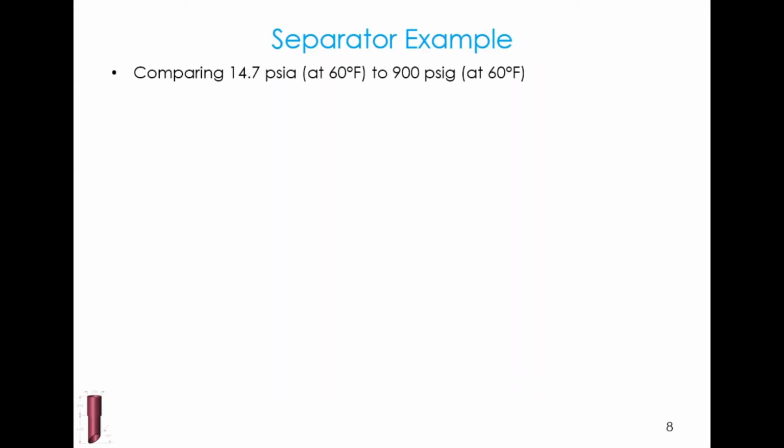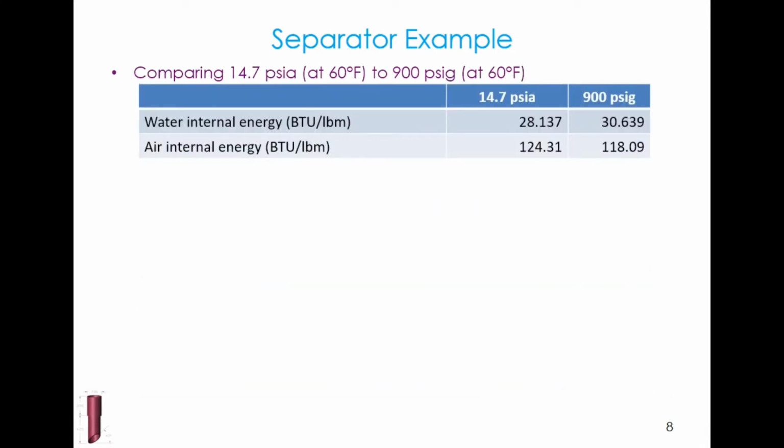Let's look at a separator example. If I compare atmospheric pressure at 60 degrees to 900 pounds at 60 degrees, water internal energy goes from 28.1 BTUs per pound to 30.6. Air goes from 124 down to 118. That's just a function of the physical characteristics of the gas.